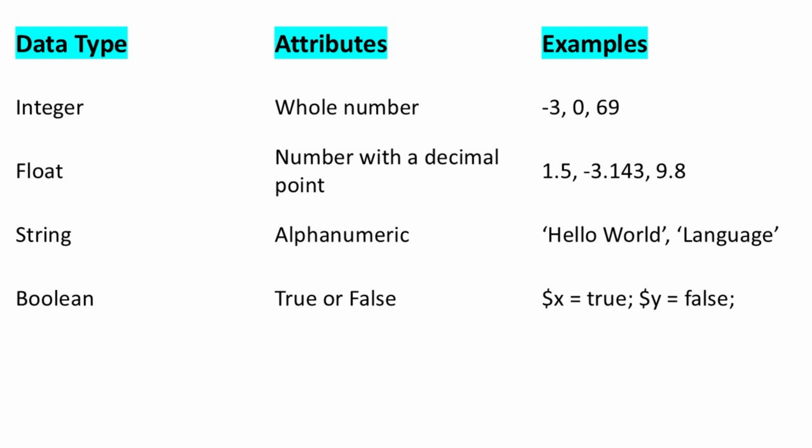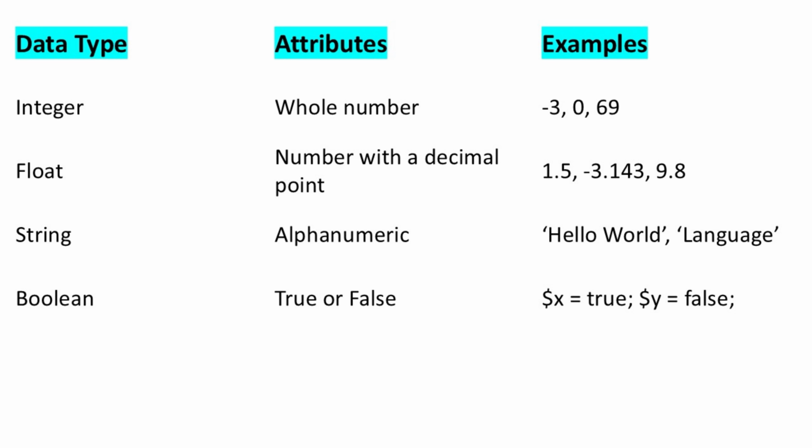Next, we have the float data type. A float, sometimes called a double or real number, represents numbers that have a decimal point. For instance, 1.5, 3.143, and 9.8 are examples of floating point numbers. These are very useful when you need precision. For example, in scientific calculations, currency values, or averages.